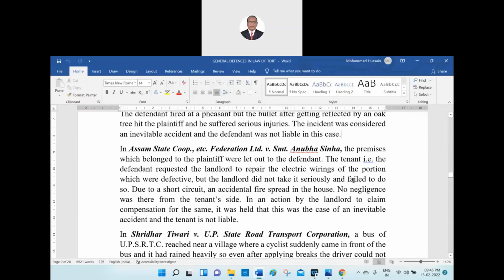Why is the tenant not liable? Tell me. Already he informed the landlord to repair the electric wiring.